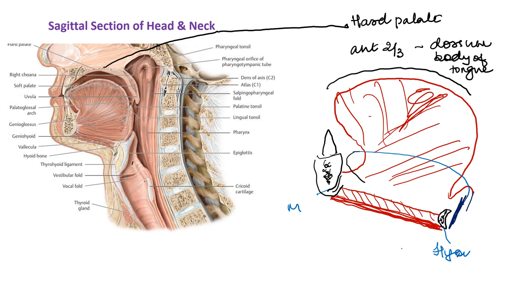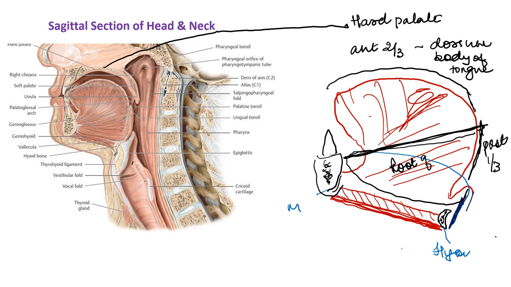So this part of the tongue, which is present between the mandible and the hyoid bone, is its posterior 1/3. This posterior 1/3 of the tongue, which is present between the mandible and the hyoid, forms the root of the tongue. The blood vessels and the nerves enter the tongue through the root of the tongue.